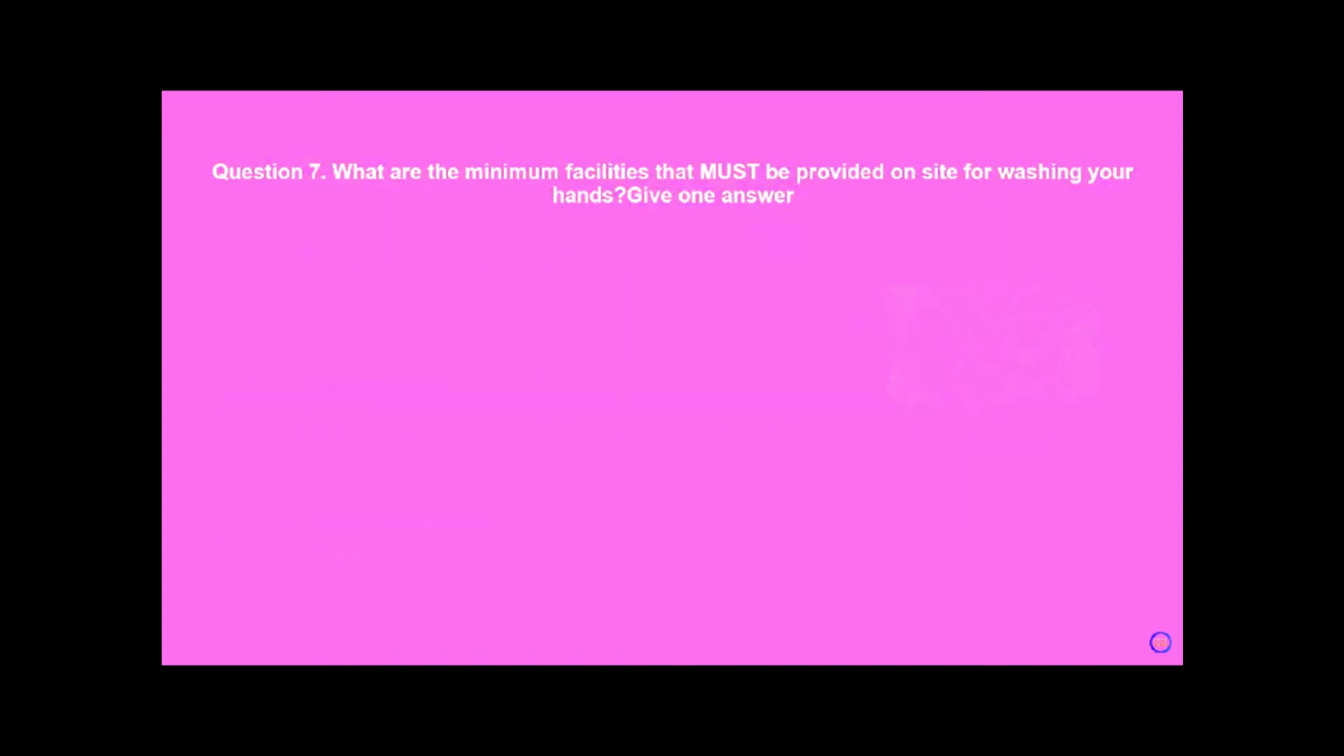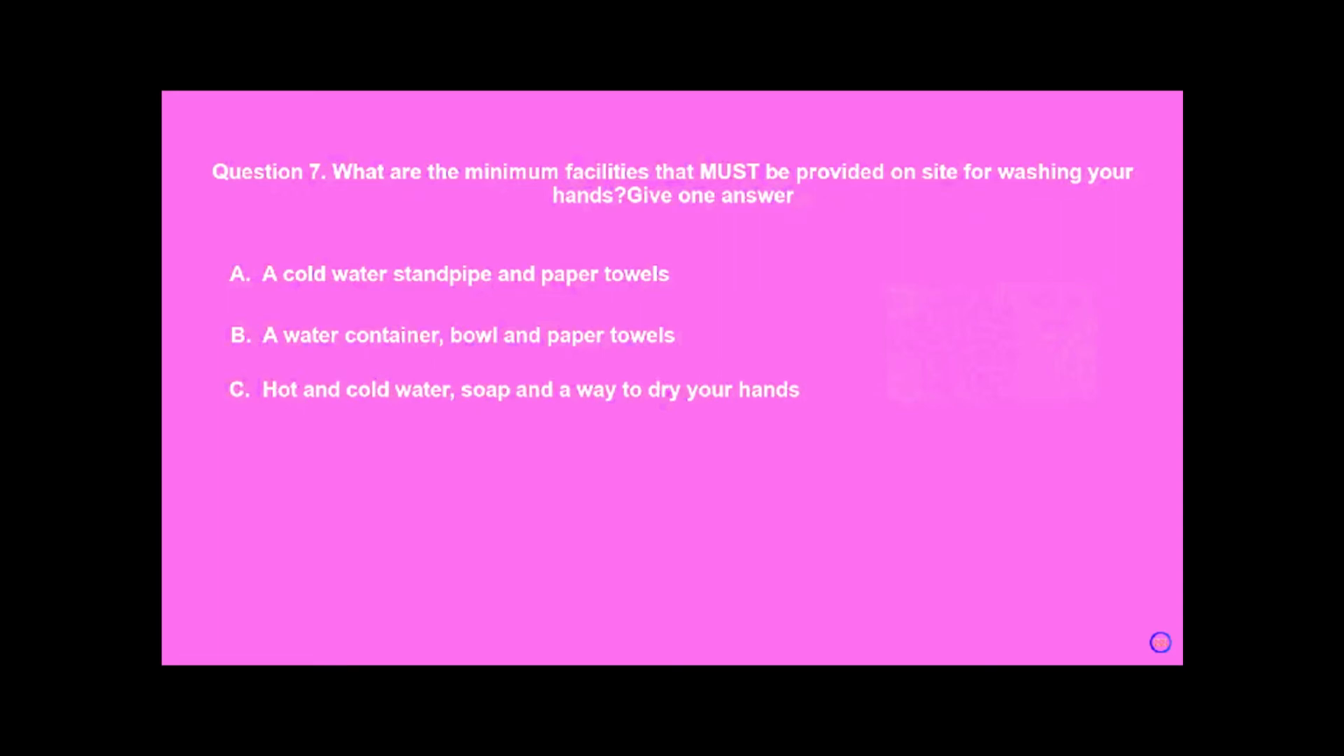Question 7. What are the minimum facilities that must be provided on site for washing your hands? Give one answer. A. A cold water standpipe and paper towels. B. A water container, bowl, and paper towels. C. Hot and cold water, soap, and a way to dry your hands. D. There is no need to provide washing facilities. The correct answer is C. Hot and cold water, soap, and a way to dry your hands.